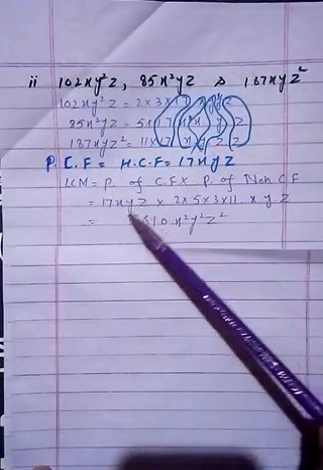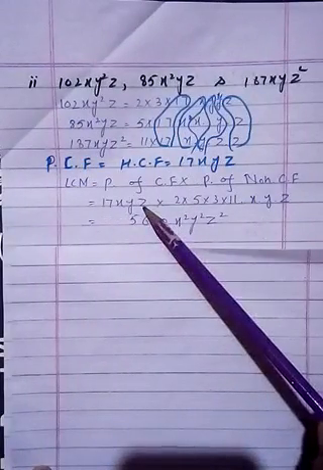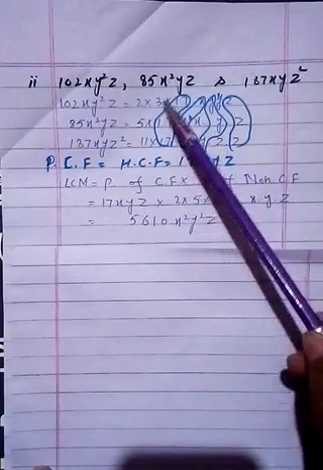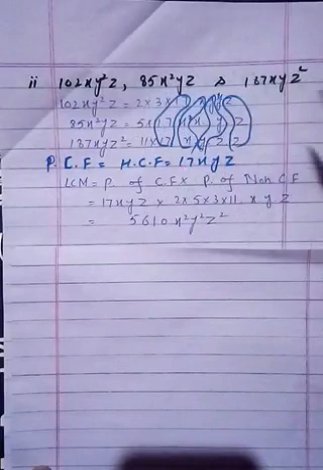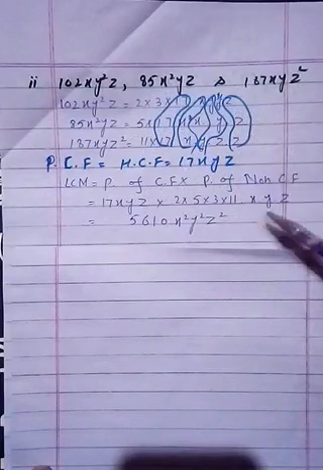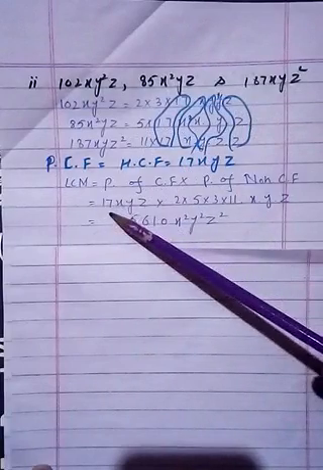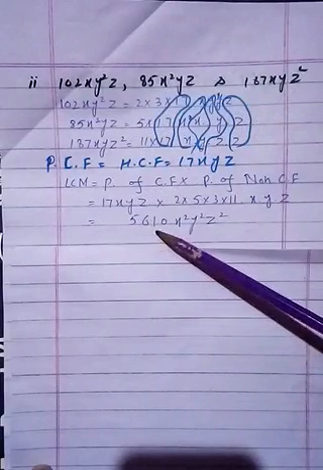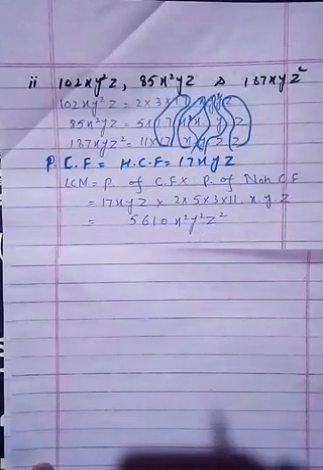Now the product of common factors is 17xyz, and now you have to find the product of non-common factors. So 2, 3, 5, 11, x, y and z are the uncommon factors. You multiply the product of common factors with the non-common factors, so you get 5610 x square y square z square. That is the LCM.